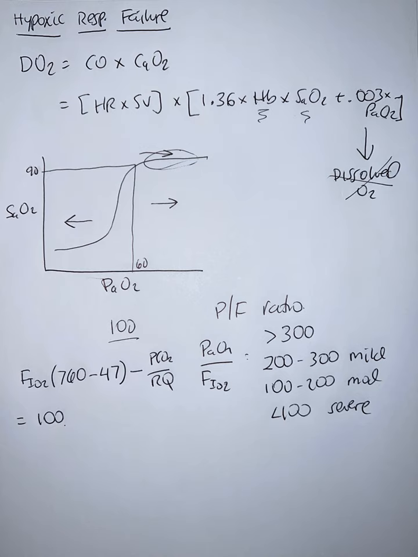According to the alveolar gas equation, the alveolar oxygen is FiO2 multiplied by 760 minus 47, minus the PCO2 over the respiratory quotient. On room air, with a normal PCO2 and a normal respiratory quotient, the alveolar oxygen should be 100. So at room air, the maximum PO2 you should have is 100.